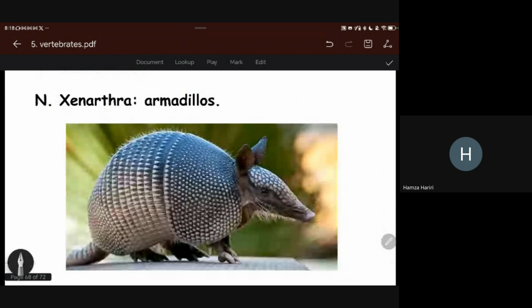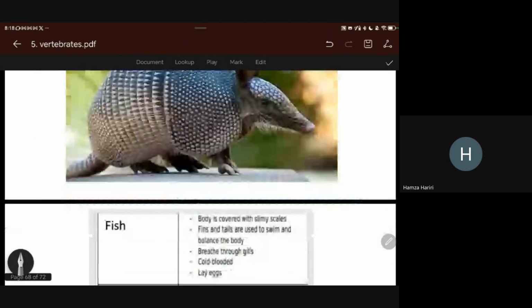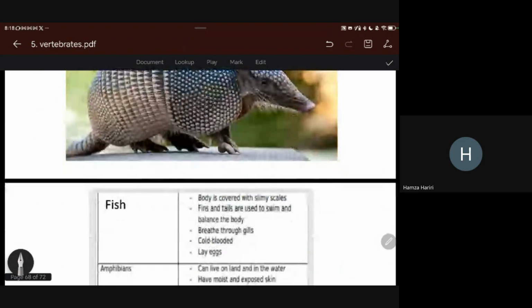Next, we have the Xenarthra, and an example for this is the armadillo. This is all you need to know about it, its name and the example.